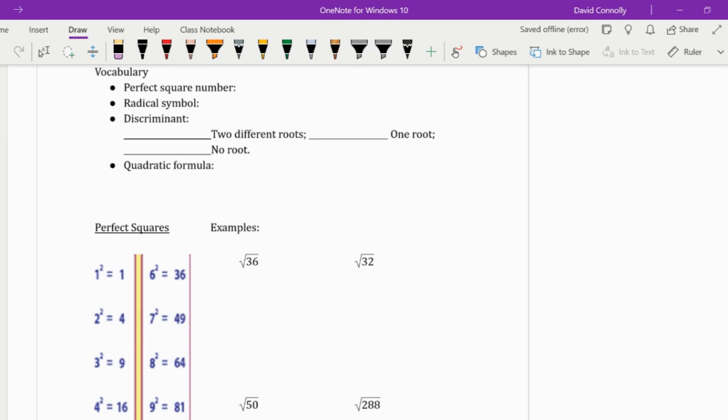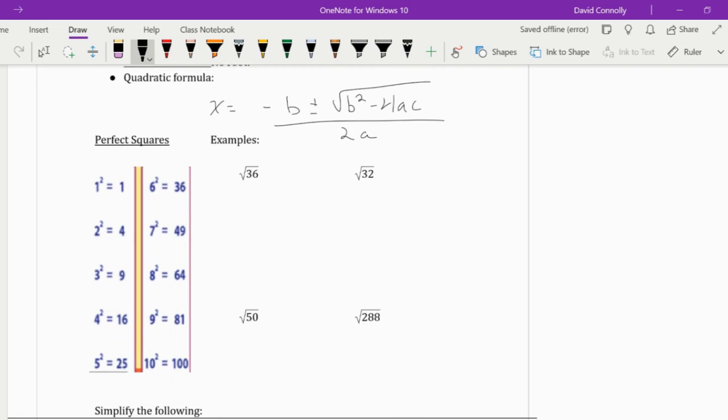So I'm going to write that here. It goes x equals negative b plus or minus the square root of b squared minus 4ac all over 2a. All right, so just jot that down, and we'll talk about how to use it in a little bit. But because of this square root symbol in the quadratic formula, the first thing we need to do is practice simplifying square roots. So that's what we're going to do here.